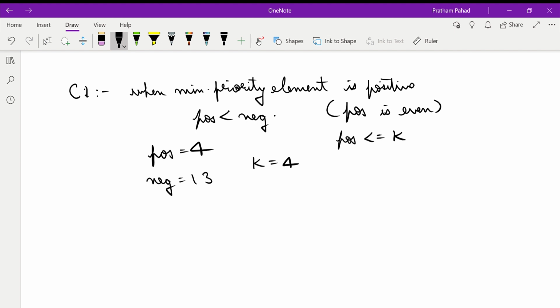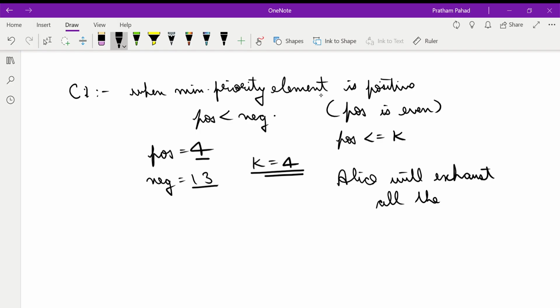Similarly, 13 negatives will not be able to occupy all the k, all the negative values. We will be left with some negative values, right? Let's say 4 positives will exhaust all the positive values. Alice will exhaust all the positives. Now, negatives we have 13. We will use an even number of negatives. Why? Because we have 4 terms, and those 4 terms will have an even number of negatives.